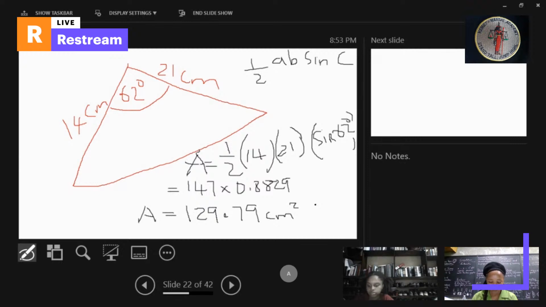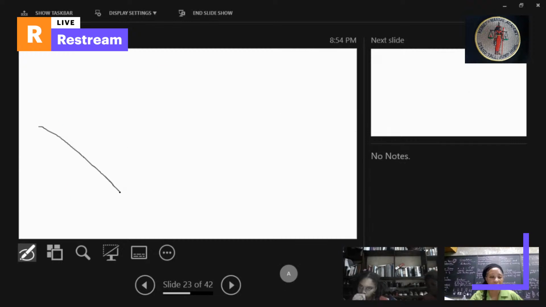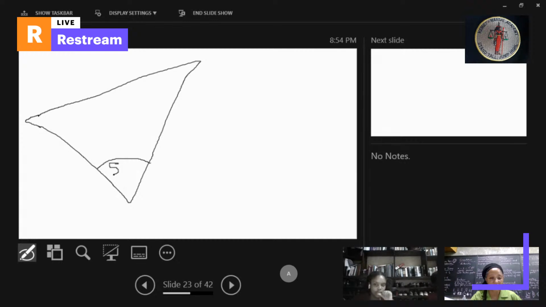All right, Asar, you're up. Okay, miss. So let's see now. All right, so let's say we have the triangle looking like that. And this angle is, let me see, 58 degrees. And that's 20 meters and 35 meters. All right, so how would I find the area?